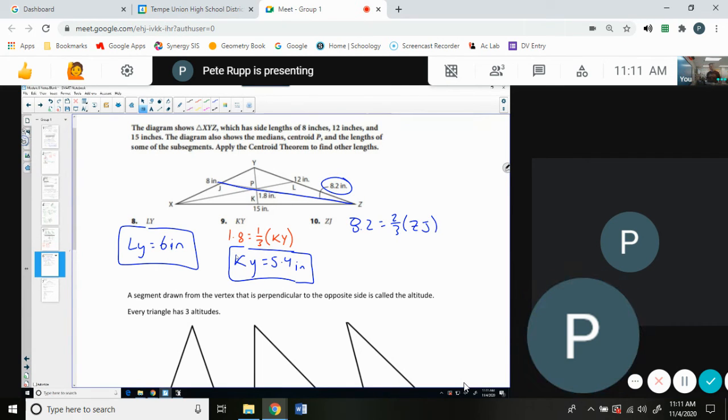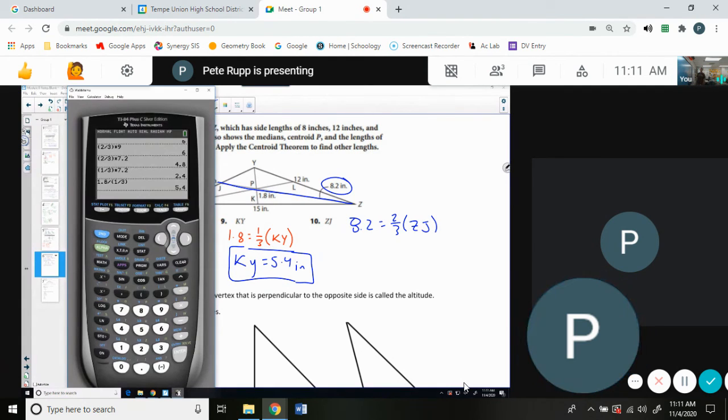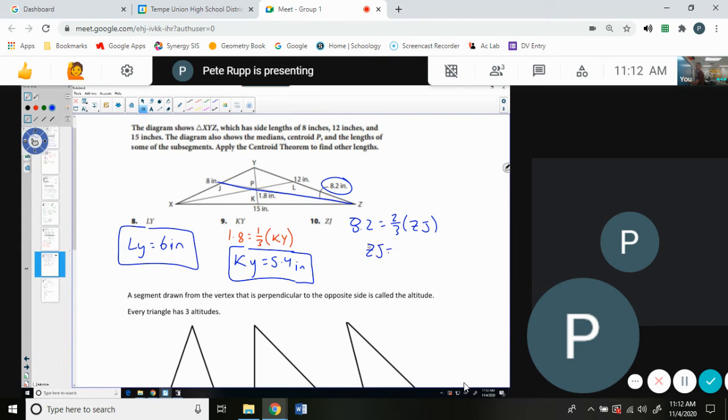Okay, so again, use a calculator. You guys have to figure out how to use each one of your calculators because they're all a little bit different. So for my calculator, I'm going to take 8.2 divided by 2/3. So we move the 2/3 over by dividing. So it's 2 divided by 3, and then we get 12.3 inches.